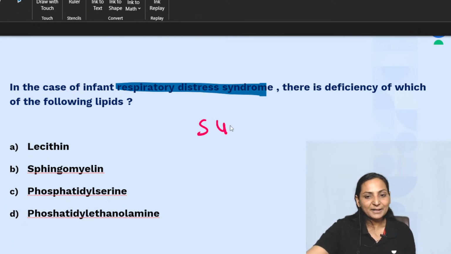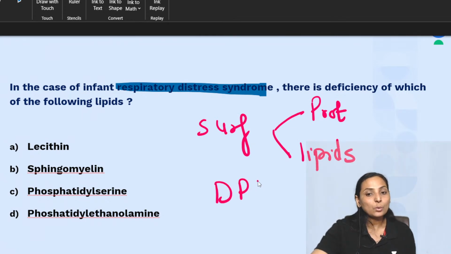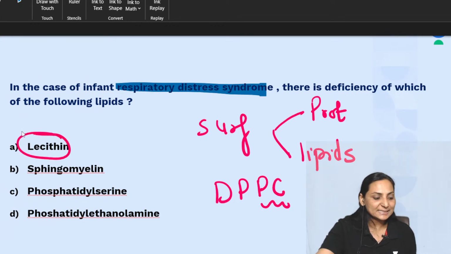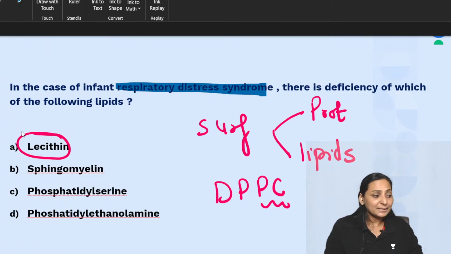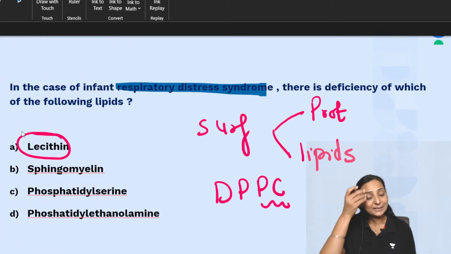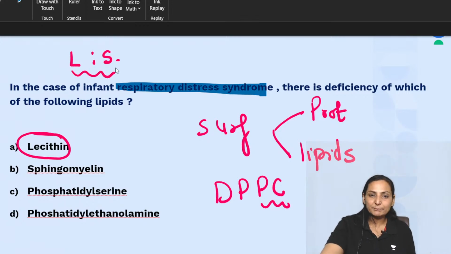right? So surfactant is a mixture of proteins and lipids. The major lipid is dipalmityl phosphatidylcholine, which is also lecithin. Okay, so dipalmityl phosphatidylcholine, which is also lecithin, right? Now you know that when the infant is a fetus, it is not taking its own breath, depending totally upon the mother, and you do a lecithin to sphingomyelin ratio, right? This ratio is a very, very important determinant for the maturity of lungs.